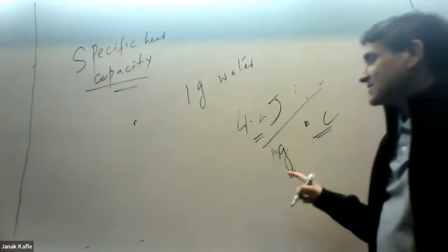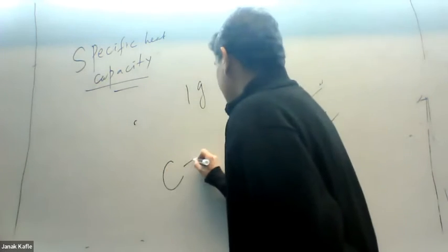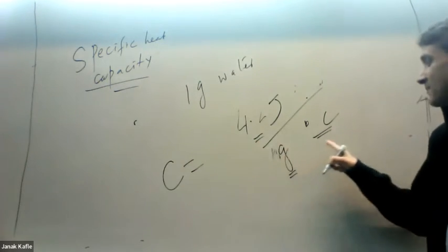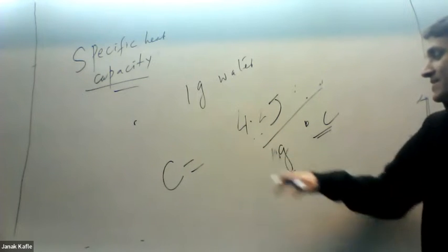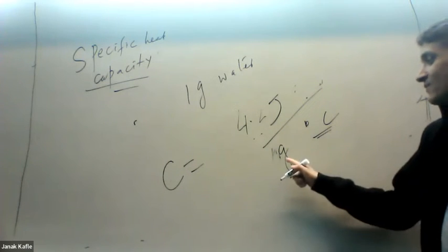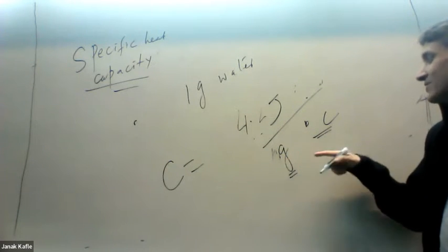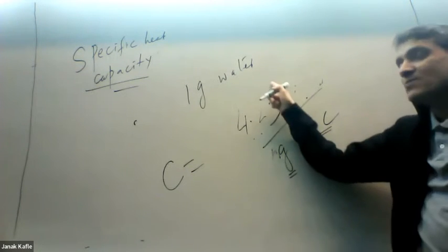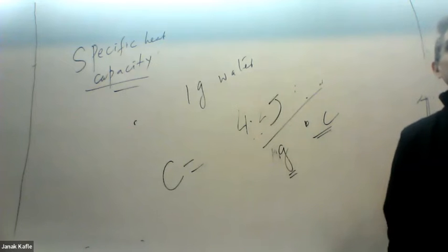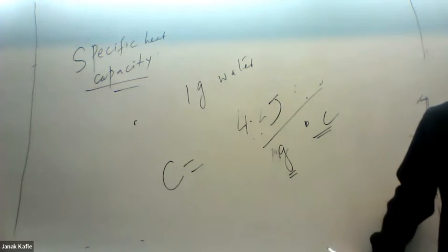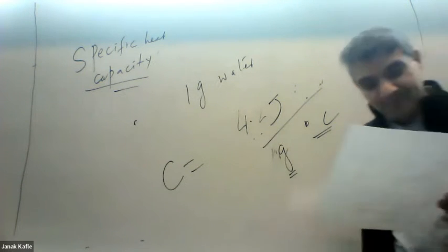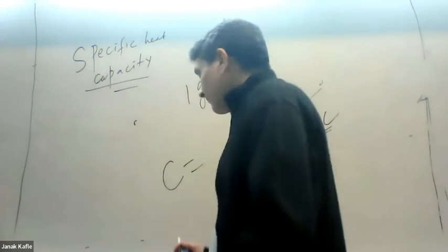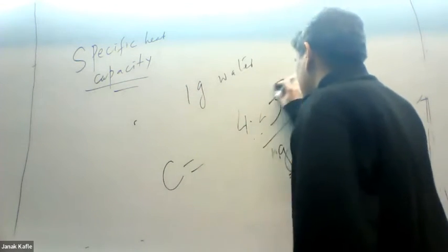So they write it like this: the specific heat capacity of water, C, is equal to 4.2 joule per gram per degree centigrade. That means if I take 1 gram of water and want to change its temperature by 1 degree centigrade, I need to supply 4.2 joule of heat energy there. That's how we read it. Good. Alrighty, so this is specific heat capacity.